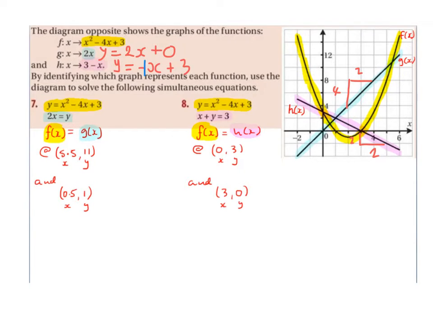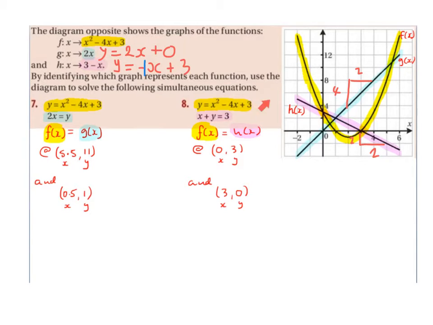Okay, so now we're going to do the same with f of x maps to x squared minus 4x plus 3. We're going to swap f of x maps to for y equals, so it means the exact same thing. And h of x maps to 3 minus x is the exact same thing as x plus y equals 3. So the h of x maps to has been swapped for y equals, and the minus x was brought over the equal sign to become positive x. So x plus y is equal to 3.